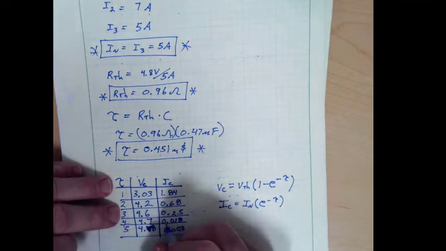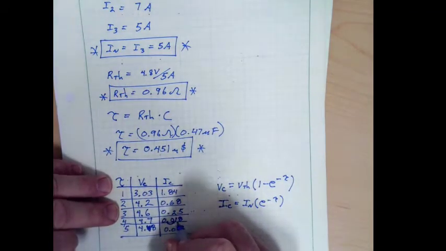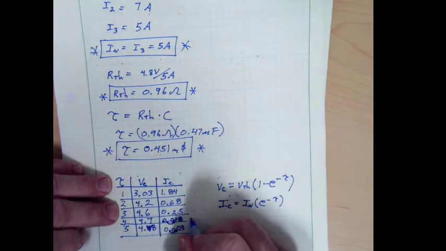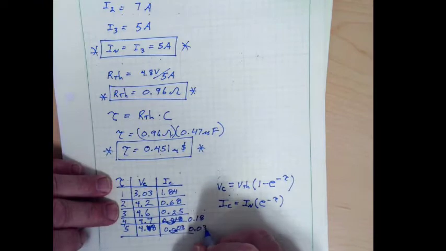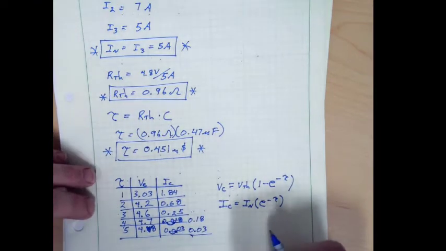Okay, so I need to move the decimal point. That makes more sense to me. So this should be 0.18. I need to do a better job of reading my calculator. 0.03 amps.